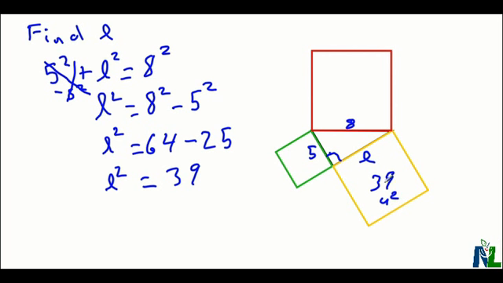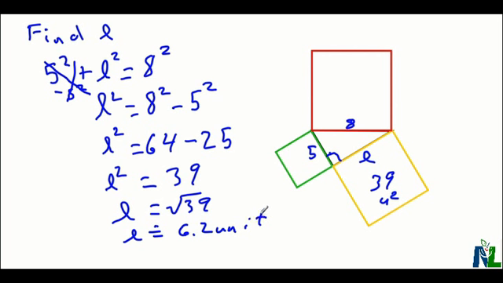So if I want to find a side length, knowing that the area is 39, I'm going to have to take the square root. So square root 39 will give me my missing side length. So 39 is between 36 and 49, much closer to 36. So a good estimate would be 6.2 or 6.3. I'll say it's approximately 6.2 units.